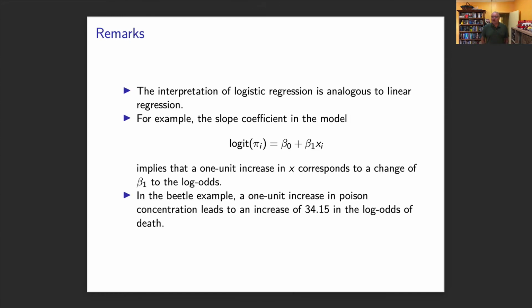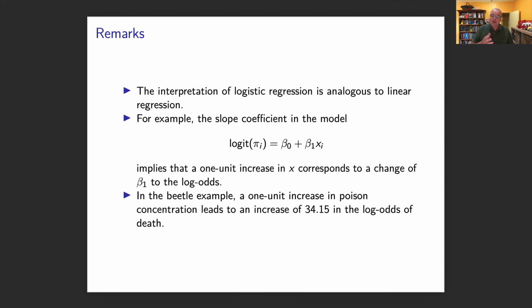Now, the interpretation is pretty much the same. Basically, what does the slope mean? Well, the slope means if you increase x by 1 unit, then the beta 1 tells you the increase in your y. But remember now, y is our logit of pi i. So it's not the increase in probability, it's the increase in the log odds. So then we'd have to undo that to get how much you increase the probability.